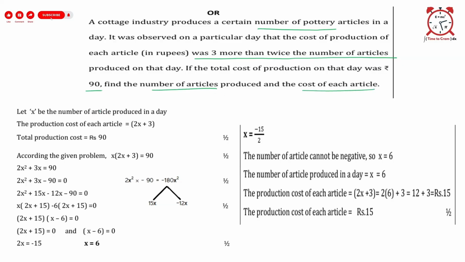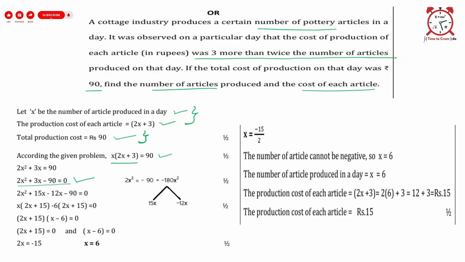So for that we will suppose, let x be the number of articles produced in a day. So the cost of production of each article is 2x plus 3, it is given here, 3 more than twice the number of articles, and the total cost is 90 rupees. So we know that if we multiply these two, then it is equal to the total cost. So x multiplied by 2x plus 3 equal to 90. So our required quadratic equation is 2x square plus 3x minus 90 equal to 0.